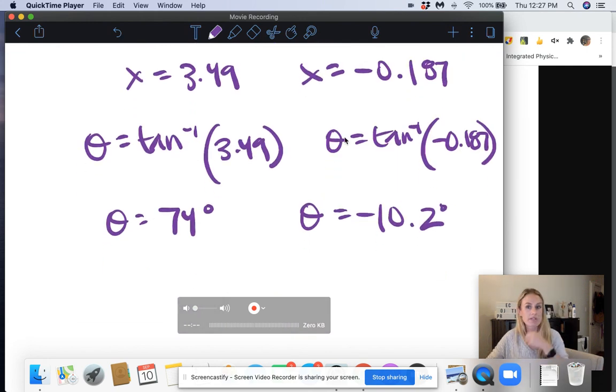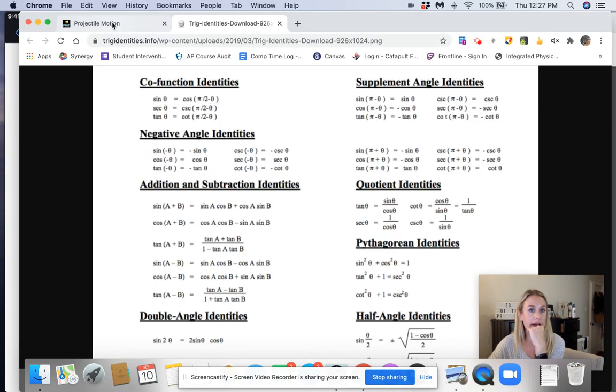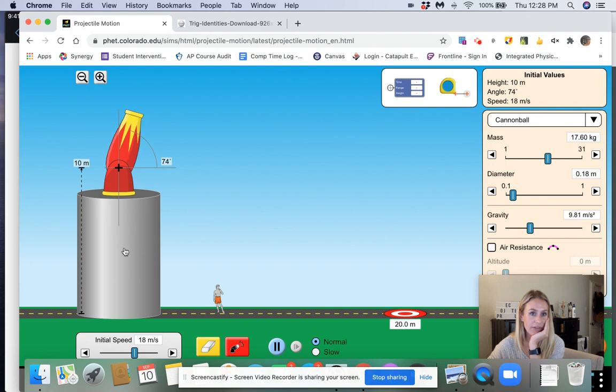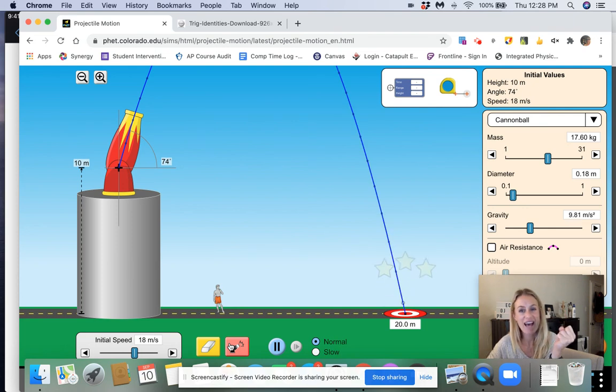First and foremost, let me put my cannon up to 10 meters here, and then this is at 20 meters here. Now I want the speed to be 18, and I know that I got two answers here. I got 74 and I got negative 10.2. Now 74 degrees, if I put it up to 74, this should work. So let's see if it works. Cross your fingers. Yeah, bullseye, look at that. So it worked out, right?